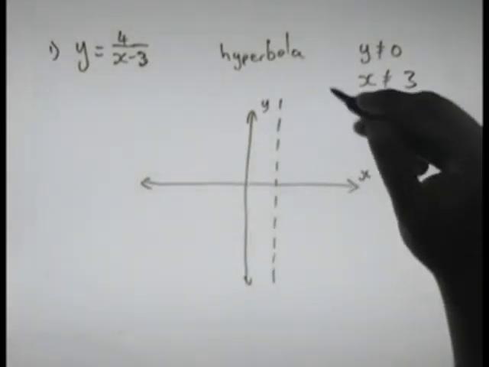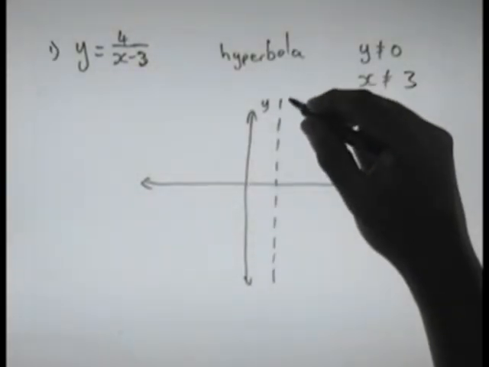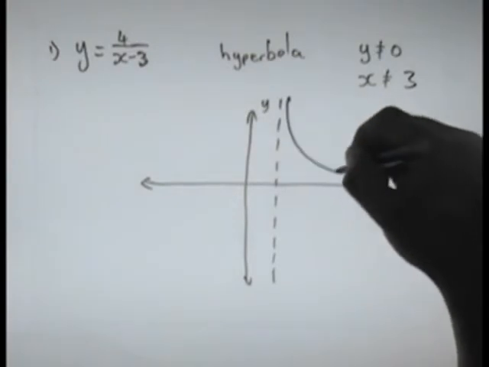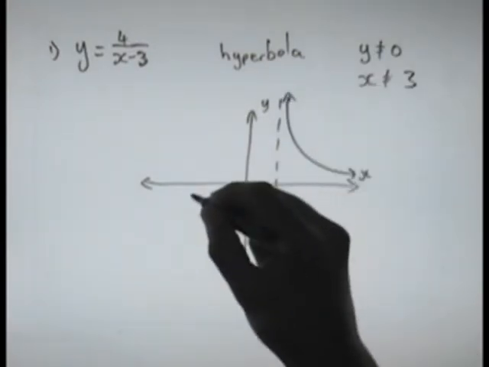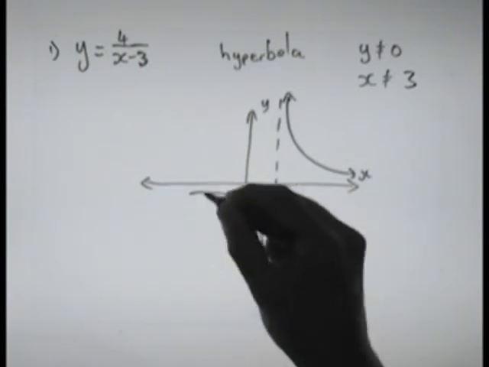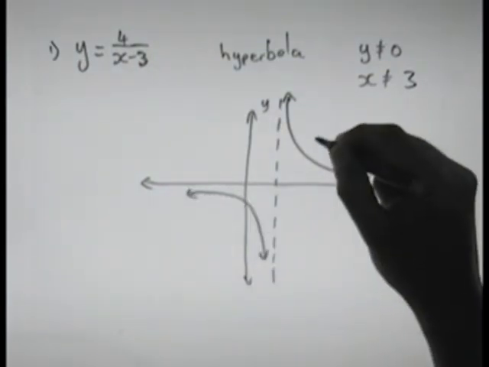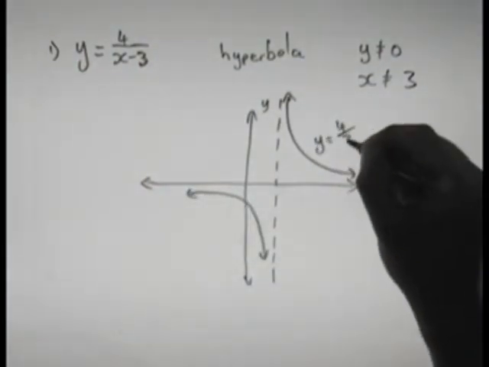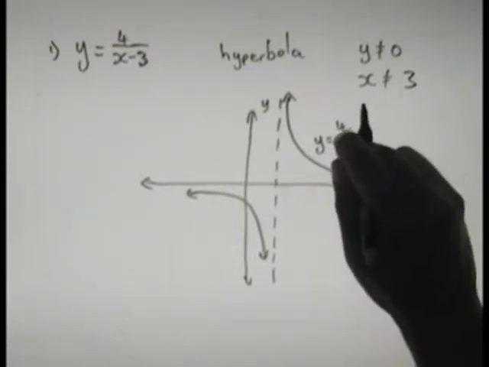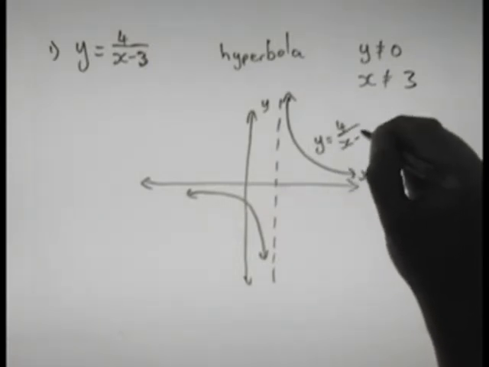4 over x minus 3. It's the standard hyperbola graph, except it's the standard graph that has been shifted 3 units to the right. And that's the graph y is equal to 4 over x minus 3.